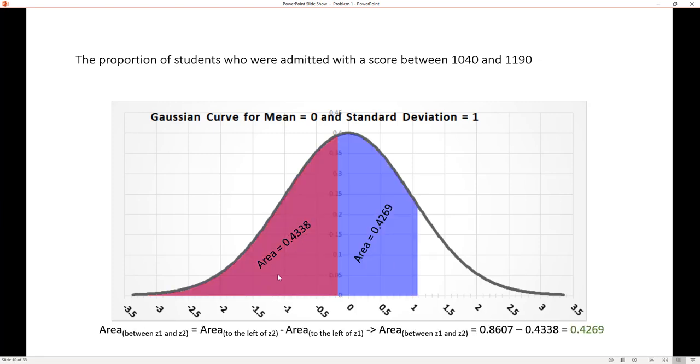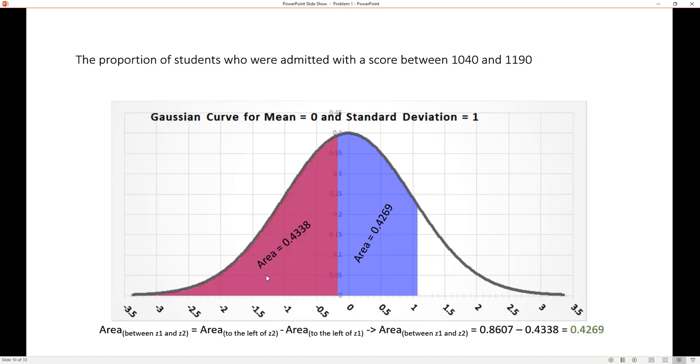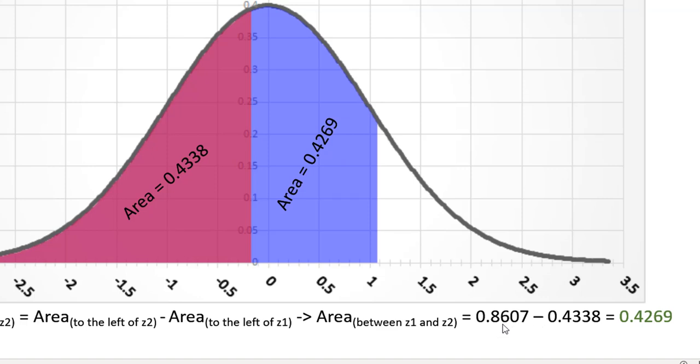Okay, so what we have, the area to the left of the x1, then z1 value is 0.4338. We know the entire area to the left of 1.083 ended up being about 86% or 0.86. If I take this entire area to the left of this and I subtract this area here, I will be left with only the area in between. In other words, the area in between any two z values is one of the areas minus the other area. So in this case, it's going to be 0.8607 minus 0.4338. And that gives me an area of 0.4269, which I already put in here.